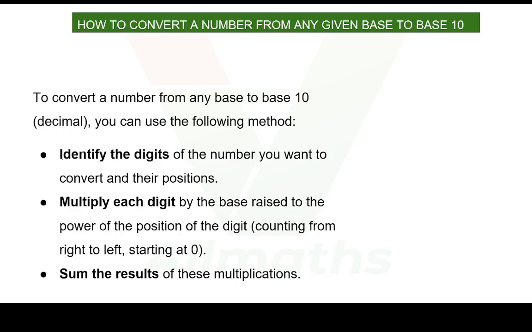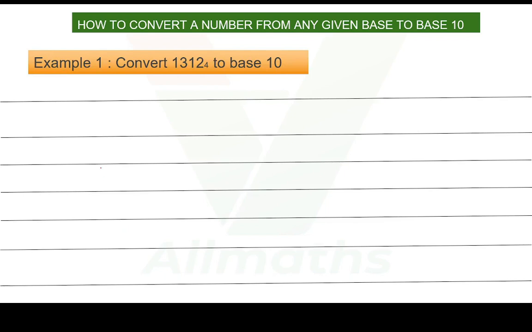So to do this, you follow these steps I've listed below. Identify the digits of the number you want to convert and their position. Then you multiply each digit by the base. That's the initial base you're coming from. Not just the base, but the base raised to the power of the position. And this position of the digits, you are counting from the right to the left, starting at 0. Then you sum the results together. This may be looking abstract. Let's go to an example.